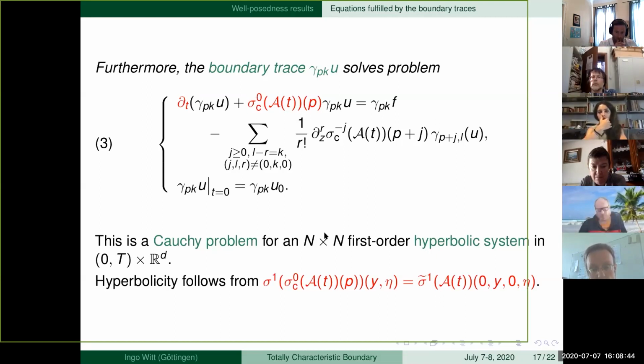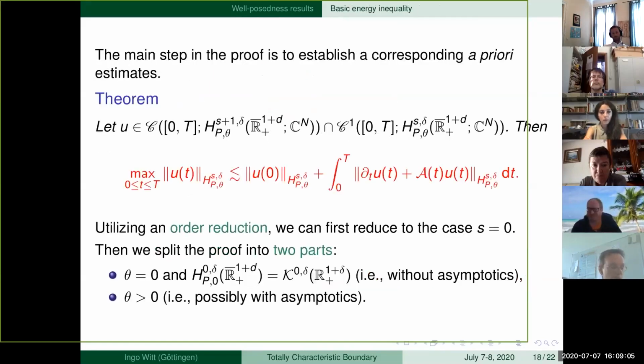First of all, we have this compatibility condition between the principal symbol of A and the principal symbol of the leading conormal symbol evaluated at the point P. Okay, so that is hyperbolic. This can be solved. Now, in the last few minutes, let me just briefly indicate the proof of the results.